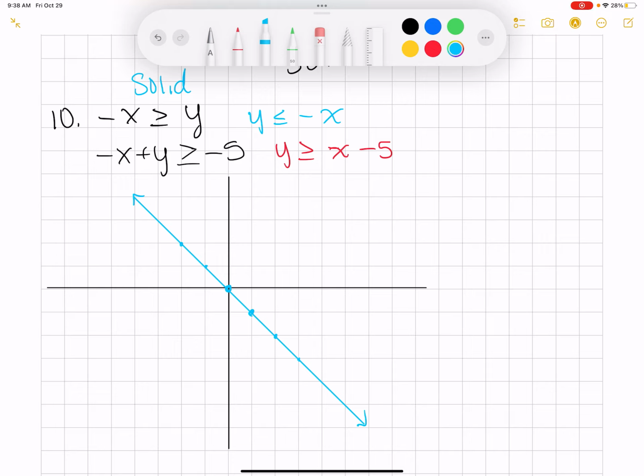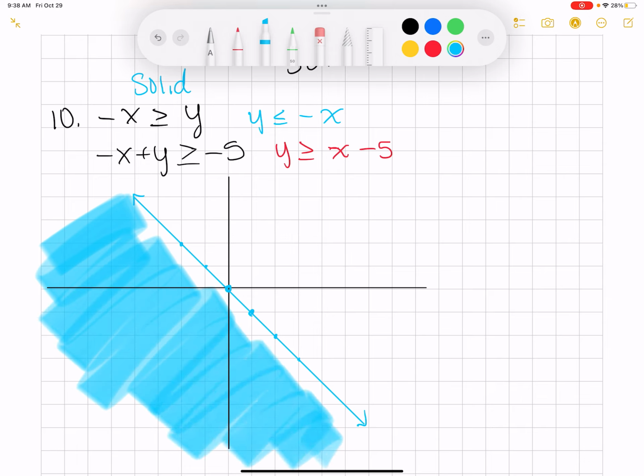All right, which direction do we shade this one? Under. Why? Because it's less than or equal to. Less than. Oh yeah, we switched it. That's right. All right, and then the other one, I've got a y-intercept of -5 and a slope of 1.